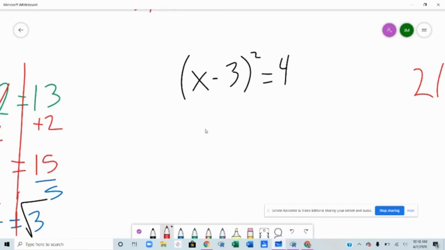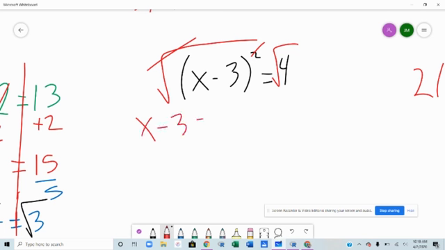So first thing you do when you look at this problem is look to see addition or subtraction, then multiplication or division, then exponents on the outside of your parentheses. So outside of the parentheses, I don't have anything other than I have exponents. So I'm going to start by square rooting both sides. So on the left side, your square root and your square just cancel each other out, leaves you with x minus 3 equals.